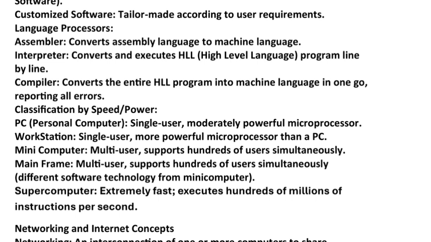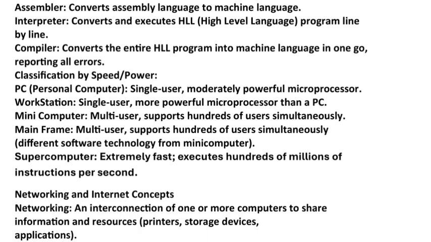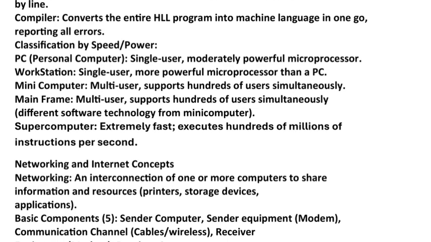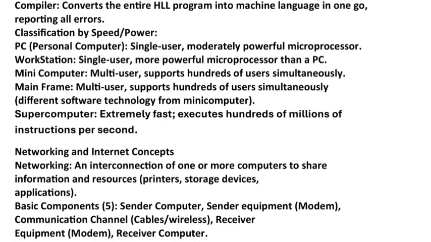Language processors. Assembler converts assembly language to machine language. Interpreter converts and executes a high-level language, HLL, program line by line. Compiler converts the entire HLL program into machine language in one go, reporting all errors.